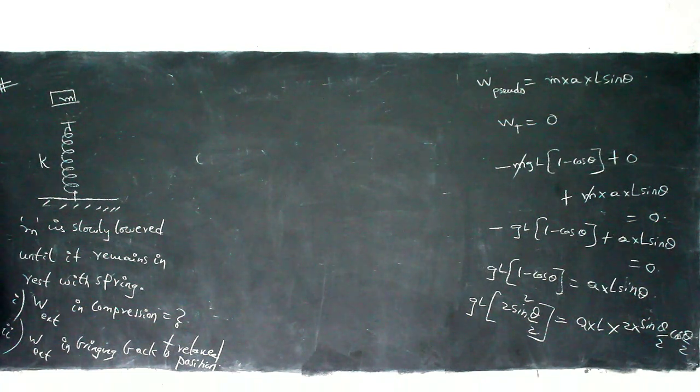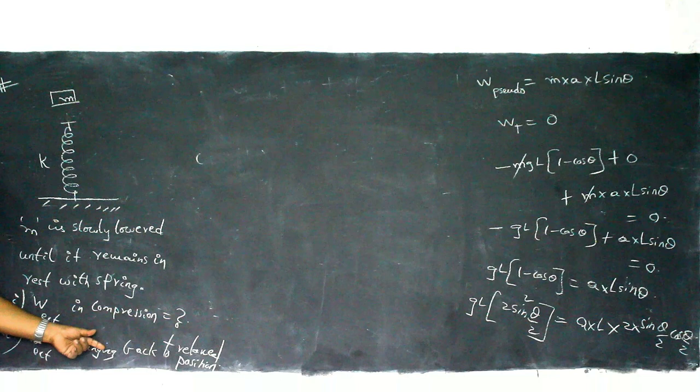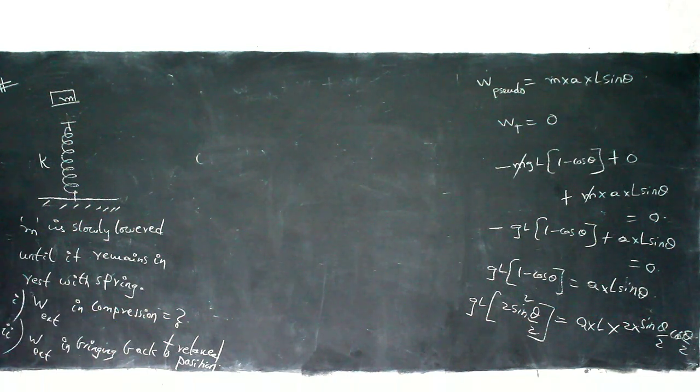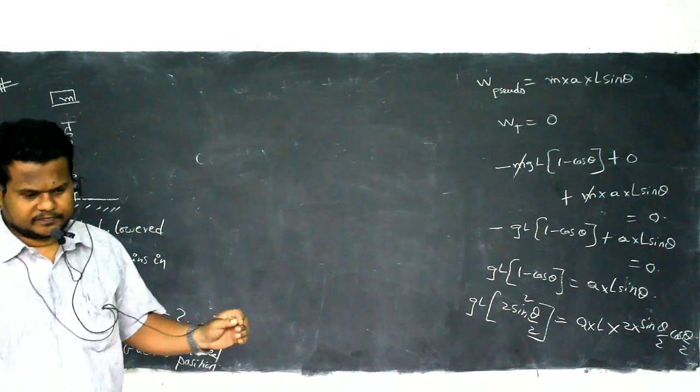So two works I am doing. First is work done for compression. Second one is work done for the spring to relax, to come into the normal position. So work done in compression I have to calculate, and work done in bringing back the spring to relaxed position, this also I have to calculate. So spring constant of the spring is given, mass of the block M is given.